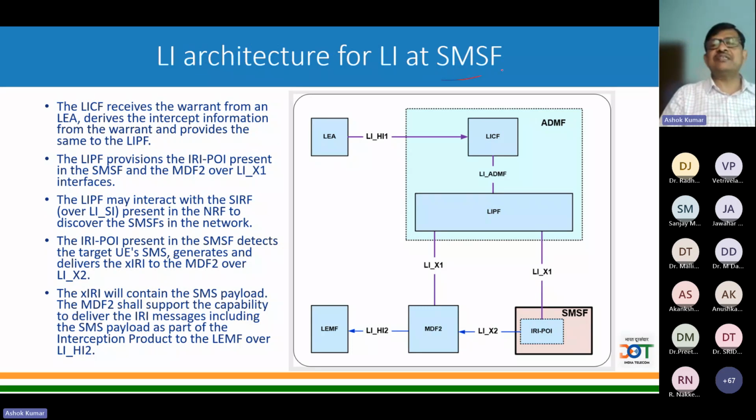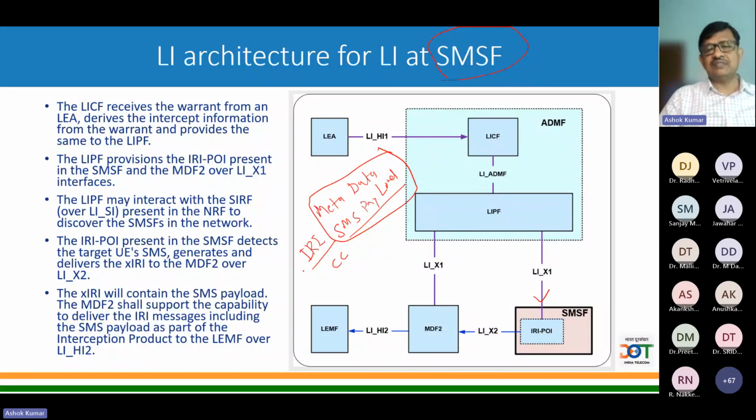Similar is the case of SMS function. Suppose you want to intercept SMS. It is exactly a similar manner. The LIPF will provision the SMS function. So for SMSF, you have metadata and also the SMS itself, the SMS payload, you can say. Both are categorized as IRI. Although it is a kind of call content, the entire SMS metadata plus the SMS itself is categorized as IRI, intercept related information. It is not categorized as CC. That's the difference we have. Somebody may ask you whether SMS is an IRI or a CC. So in fact, it is IRI.